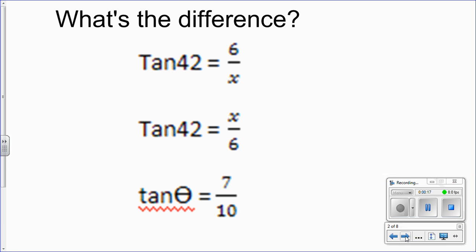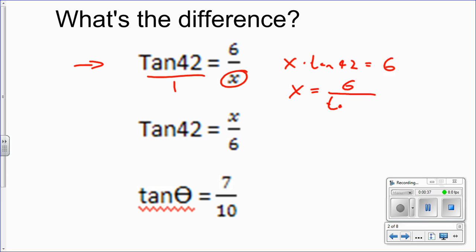So we should notice that for the first one, our unknown is in our denominator. So when we cross multiply, if we have this over 1, we're going to get x times the tangent of 42 equals 6. Solve for x, we get x equals 6 over tangent of 42.